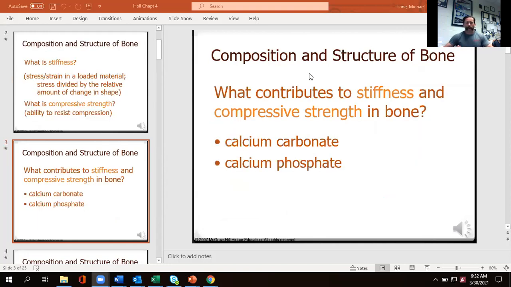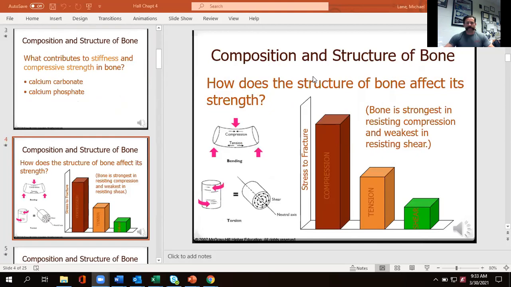Now, the major components that contribute to both compressive strength and stiffness are the amount of calcium inside of that structure. So calcium carbonate, a calcium ion bonded to a carbonate ion, which is carbon and some oxygen, and then calcium phosphate, which is calcium bound to phosphate and also some oxygen.